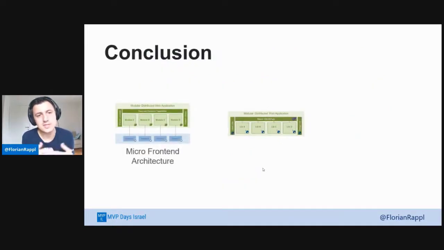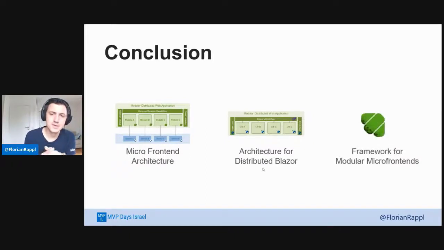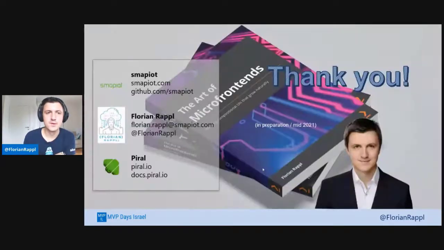So what have we seen? We started with a microfrontend architecture in general. We've seen that the idealistic architectures are very open, but they require some work to have something really practical. So we then came up with an architecture for distributed Blazor, which can be just used with NuGet libraries. And then we've seen the different challenges and the accumulation of that in a framework for microfrontends, in this case called Piral.